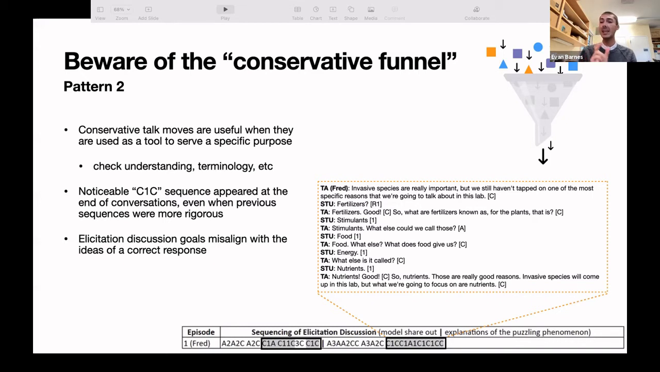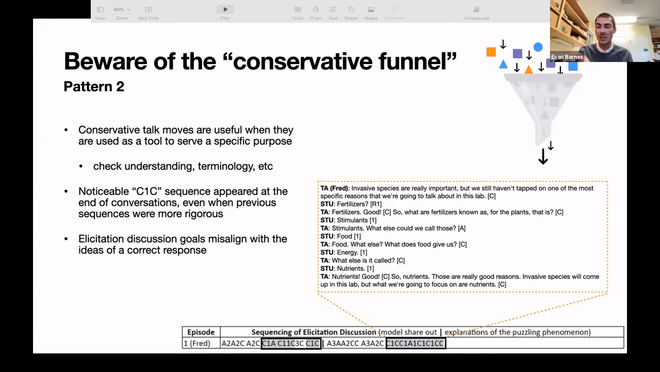And the fact that at the end of these elicitation discussions we see this lowering of rigor sheds light on the TAs' instructional decision-making. It shows us their goals, right? This trend suggests that the TAs are less aligned with the traditional goals of an elicitation discussion, of getting ideas out and present and public. And they're more fixated on maybe leading students to some form of correct response or predetermined content.